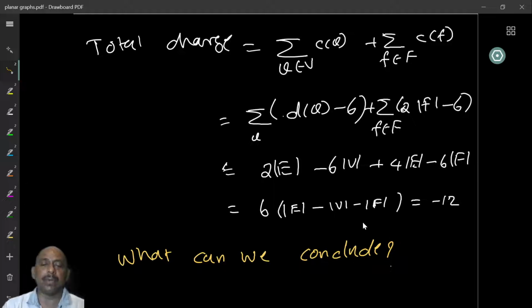But by Euler identity for a planar graph, the number of edges minus number of faces minus number of vertices is minus 2. So therefore it is 6 into minus 2, which is minus 12. So the total charge is at most minus 12. So what can we conclude from this? No matter what planar graph that we started with, we see that the total charge is going to be less than or equal to minus 12.